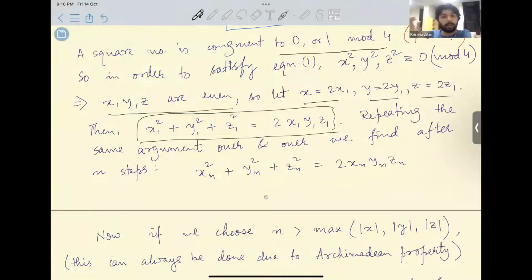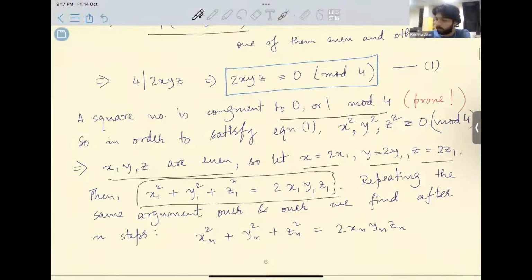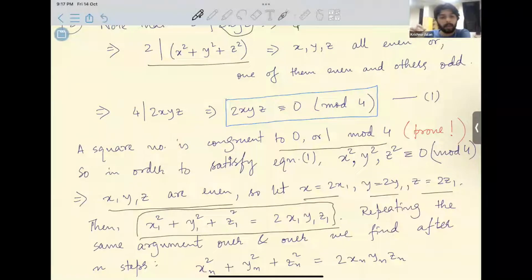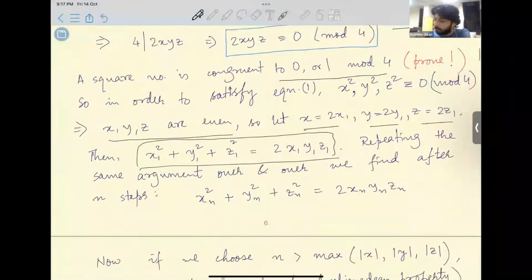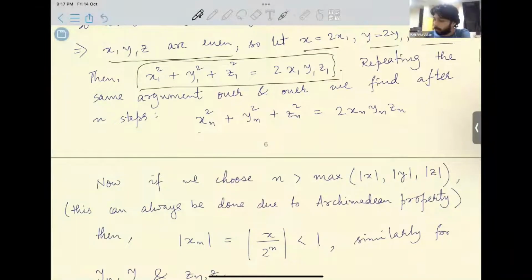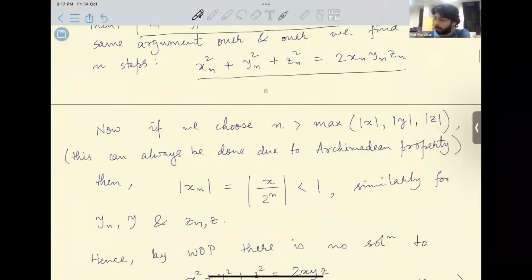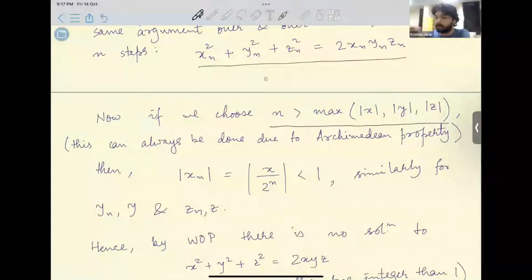Note that even in x1, y1, z1, the original form is retained. So I can follow a similar type of argument as I have shown in the first part of the solution, and I can repeat this argument over and over. After n steps, I'll end up with something like this. But now I will demand that n is chosen to be greater than each of x, y, z.